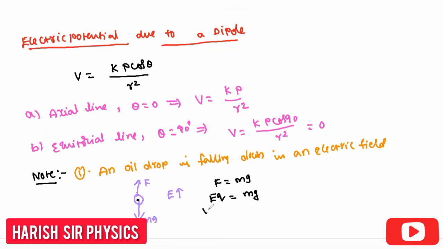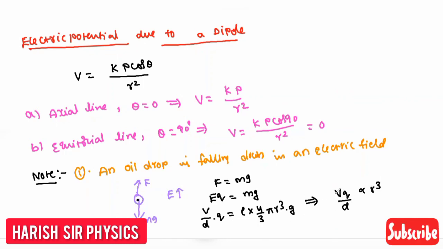The electric field E, we can write with the potential, V by D into Q is equal to mass. Mass is equal to density into volume. Density into the volume of the spherical body, 4/3 pi r cube into G. So we can write, the potential V into charge Q is directly proportional to R cube. If we take the distance also, VQ by D is directly proportional to R cube.